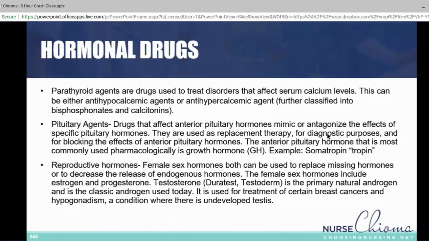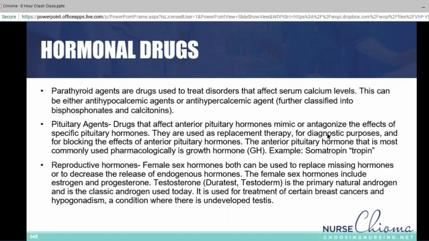Then you have hormonal drugs. So with hormonal drugs, yes, that's right. Let's see, beta 1 and beta 2, heart and lungs. Yes, that's correct. So then with hormonal drugs, you have parathyroid agents, right? Parathyroid agents. So these are drugs that are used to treat disorders that affect the patient's calcium levels, right?